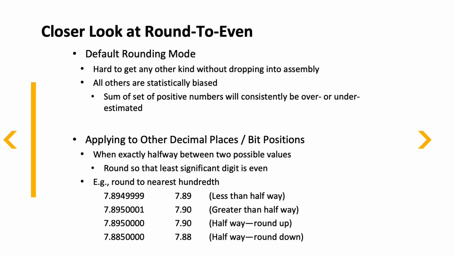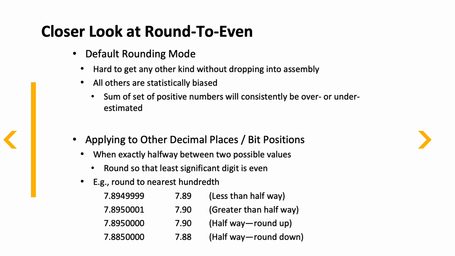But another thing that makes it handy is that it actually works a little easier as far as implementation goes, and the other methods of rounding tend to be statistically biased. So our set of positive numbers would consistently be over or underestimated by using any of those other rounding methods. So this works out nicely for a couple reasons. One, it's a little easier to implement in high-level languages, and it takes care of that statistical bias. So let's take a look at some more examples on this because we really want to make sure we understand this moving forward since this is how we're going to be doing things.